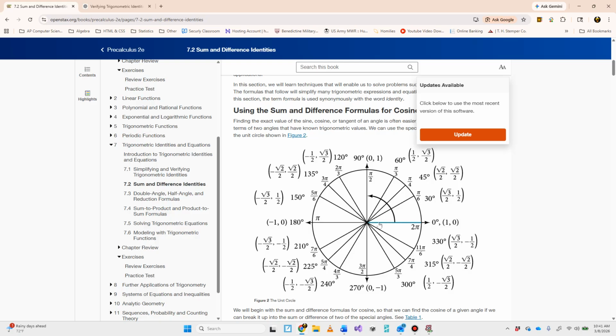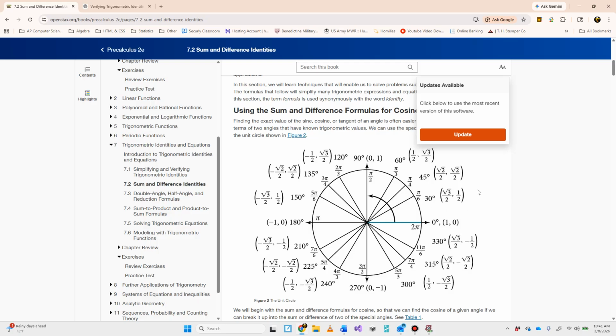Okay, that's my cosine line. The length of this line is square root of 3 over 2. The length of this line from here up to here is 1/2. So this point right here is at the square root of 3 over 2 for x and 1/2 for y. That's what this unit circle means.